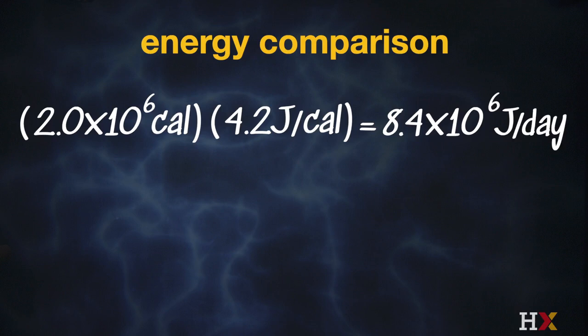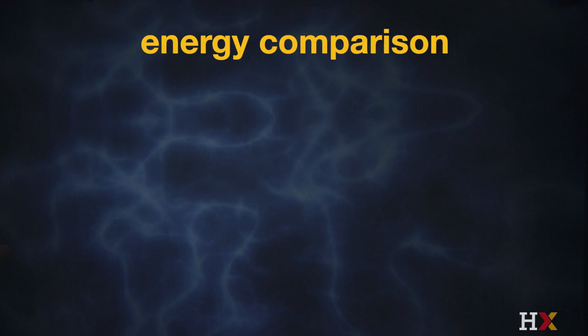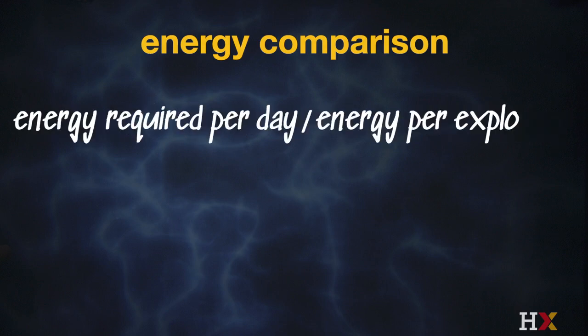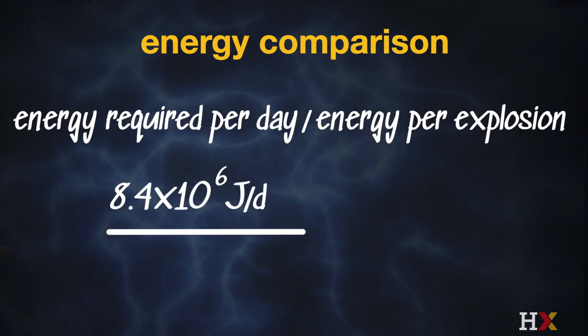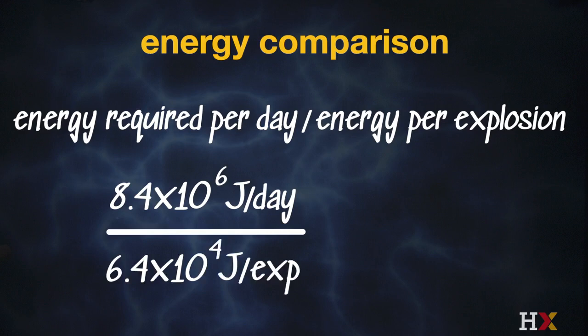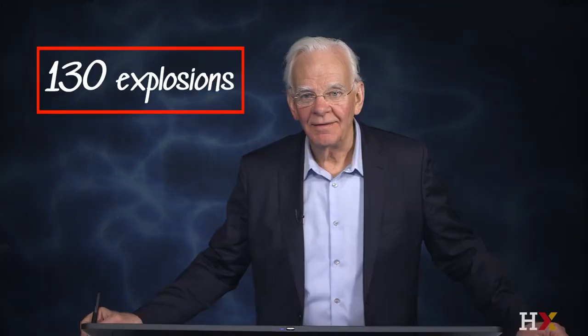Well, now I have exactly what I want because I want to take the ratio of the amount of energy that each of us requires per day and divide that through by the energy release in that hydrogen explosion, which was a pretty impressive explosion. So we can immediately calculate that ratio. That's 8.4 times 10 to the 6 joules per day that each of us consumes. We divide that through by 6.4 times 10 to the 4 joules per explosion, and we come out with the recognition that each day we go through energy equivalent to 130 explosions. That's pretty impressive when you realize it.